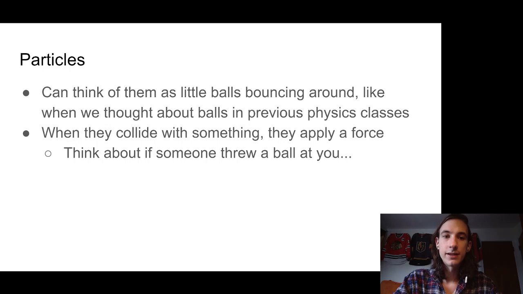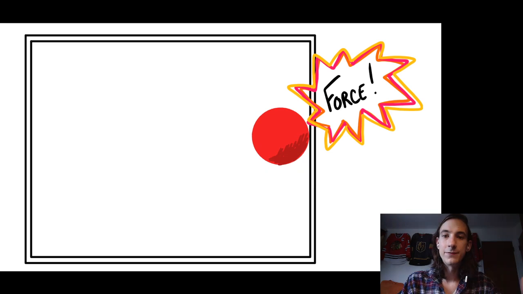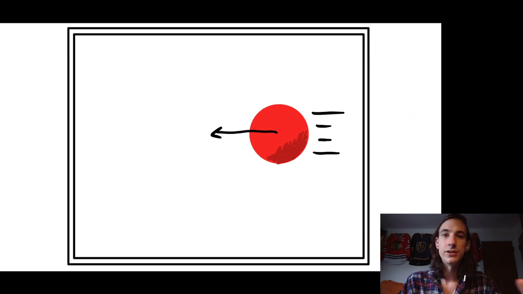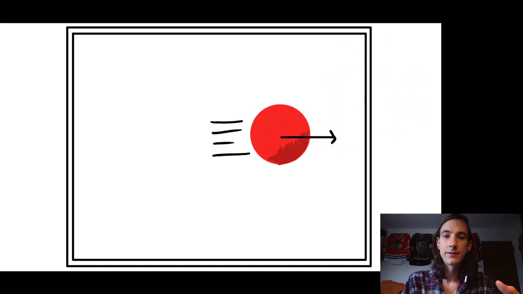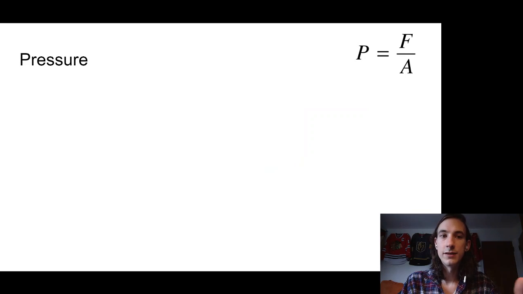So just think about, hey, if somebody threw a ball at you, you would feel force, right? It would hurt, you'd feel that force. So that's kind of what we're looking at here. If we have a ball heading towards a wall, a force is applied on it, and that force changes its momentum. It applies an impulse to that object, right? It applies this change in momentum.